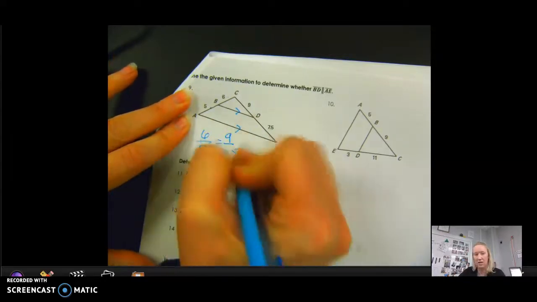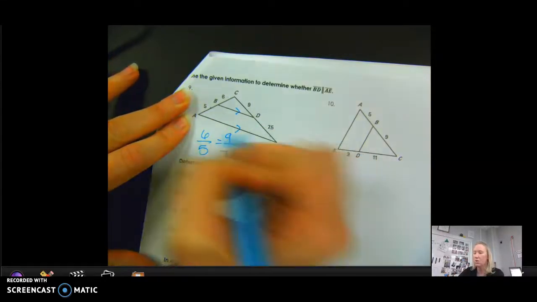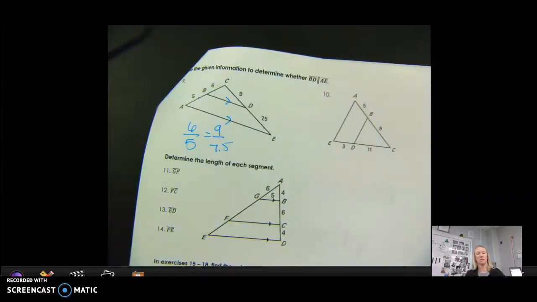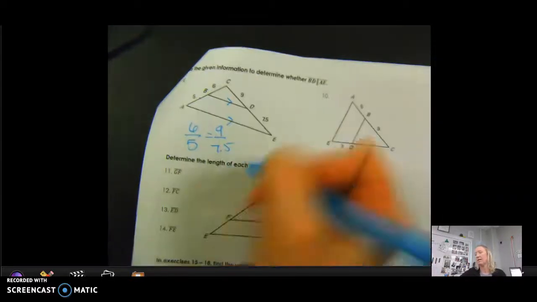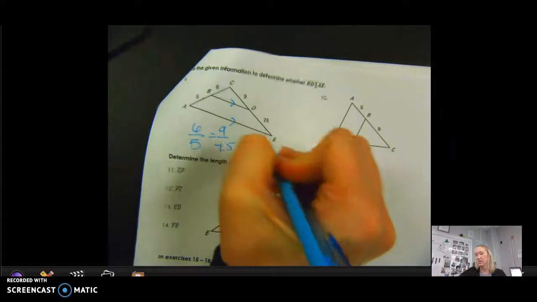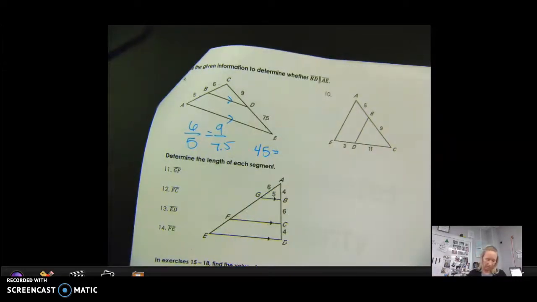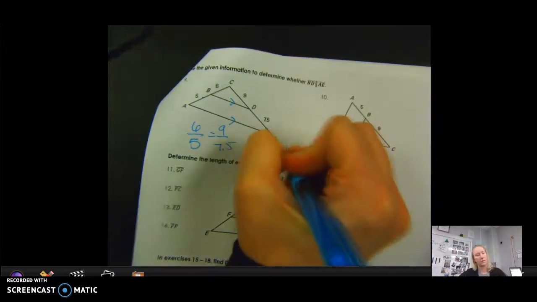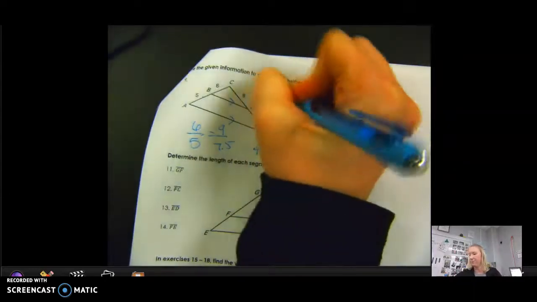Two ways to solve this. You cross multiply and see if it's the same answer, or you turn them into decimals and see if they're the same answer. So I'm going to cross multiply. 9 times 5 is 45. So 6 times 7.5 is also 45. So this would be yes.